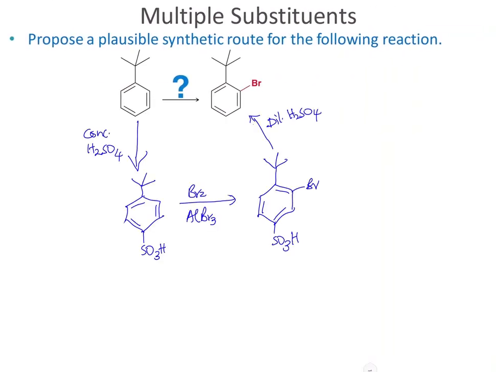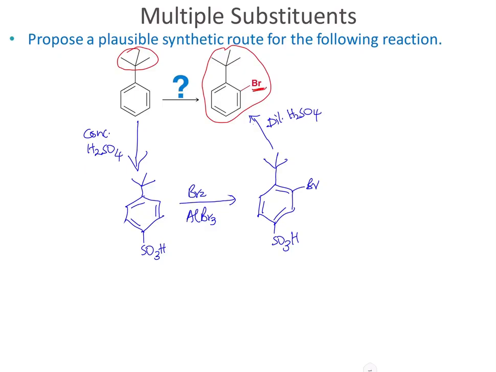Let us look at an example of how to do some synthesis involving these compounds. So assuming we want to synthesize this product, and obviously this group is activating, the tert butyl. So it's going to install the incoming group to the para position. But we want it to go to the ortho position. How do we do that?